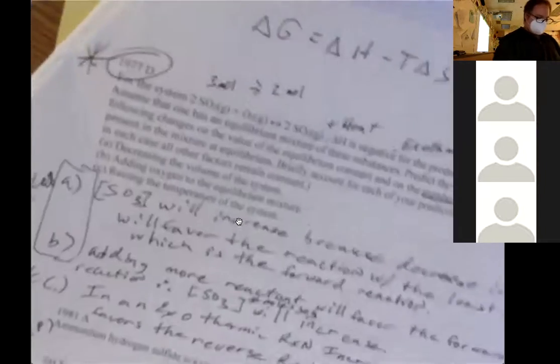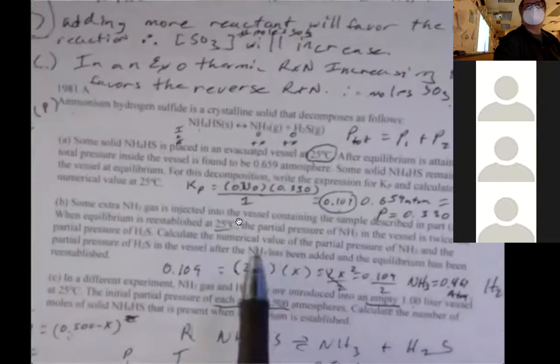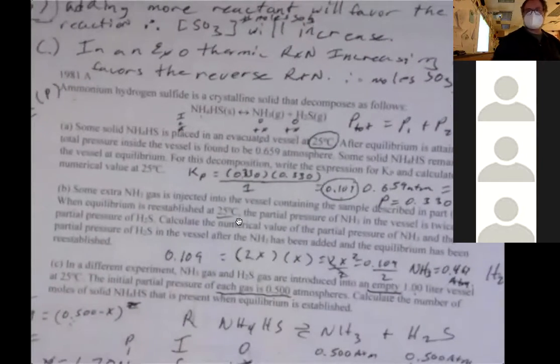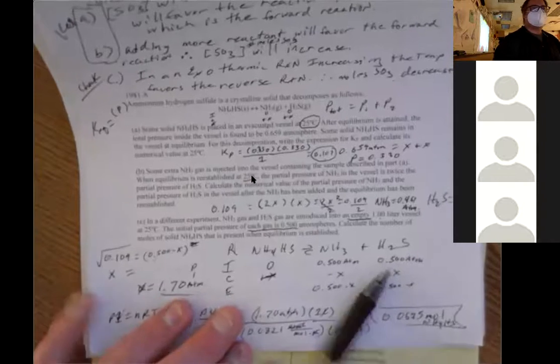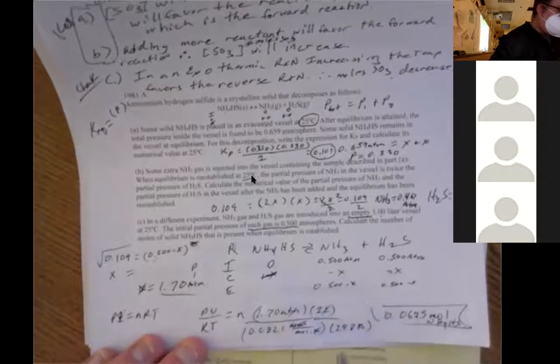Questions there? Let's read. Yeah. Mr. Jackson. Yeah. So how did you set up that equation when you have the radical 0.109 equals 0.5 minus X? Where did those numbers come from?